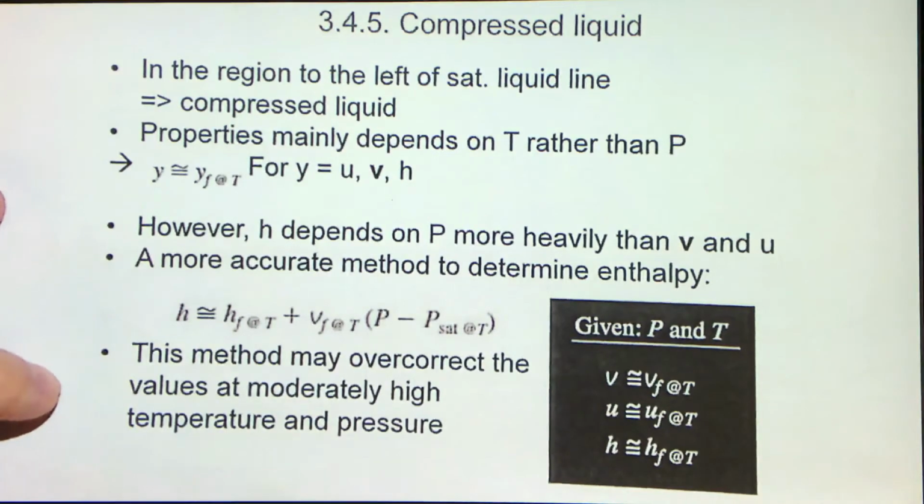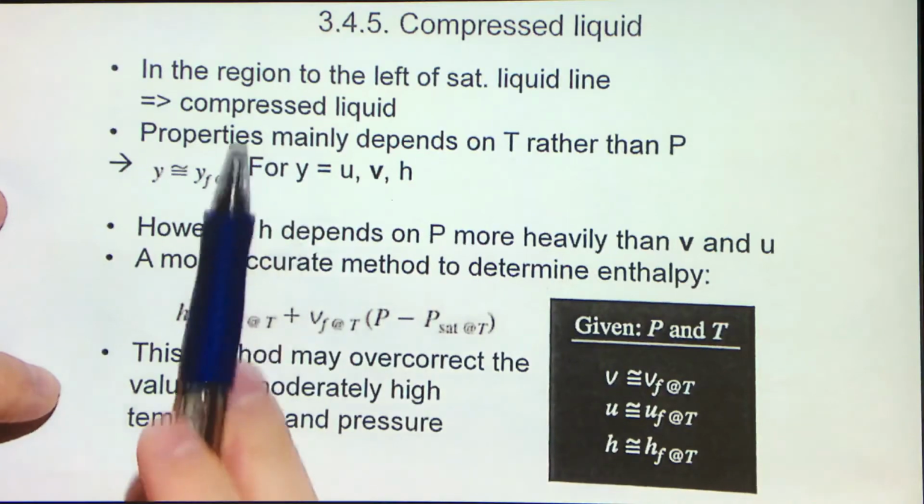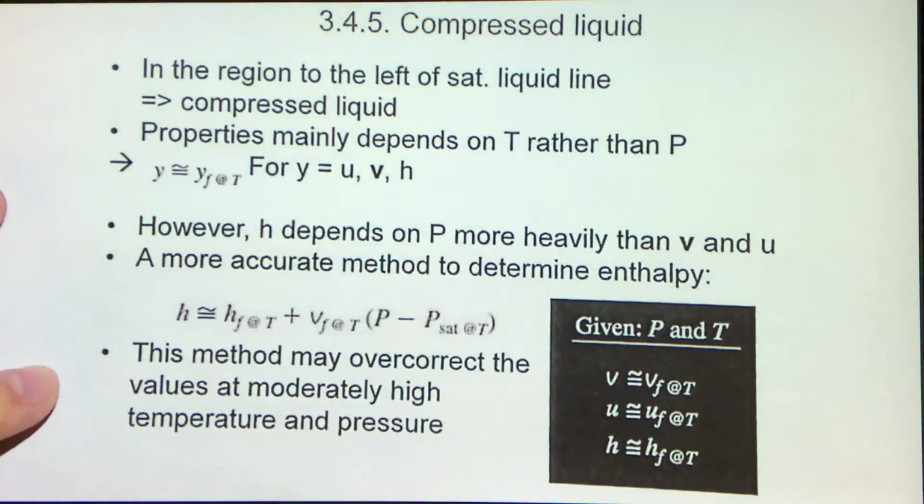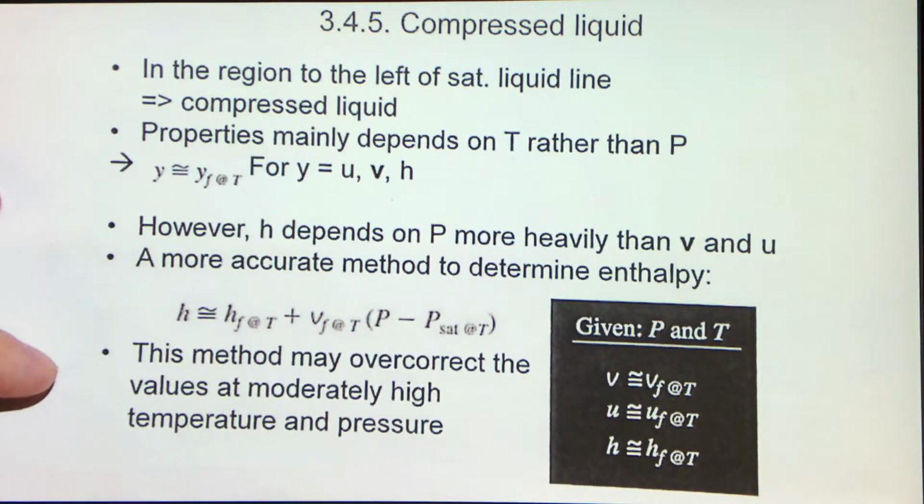And here we will move on to the compressed liquid. If the state lies in the region to the left of this saturated liquid line, then it will be a compressed liquid. Inside the compressed liquid region, we will see that because liquid is essentially incompressible, the properties would generally have very little dependence on pressure, but mainly depend on temperature.